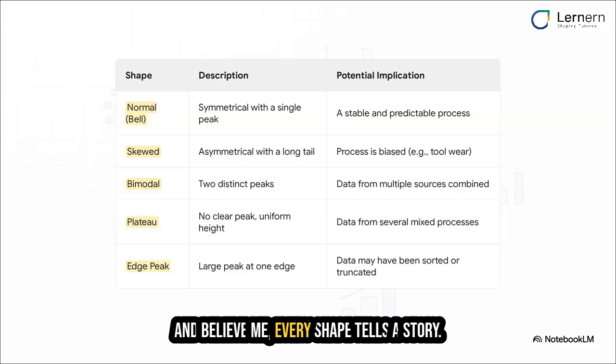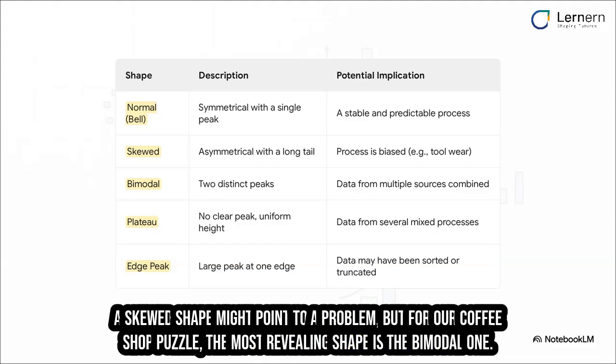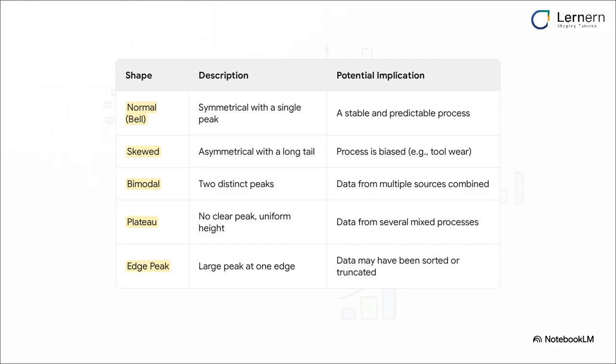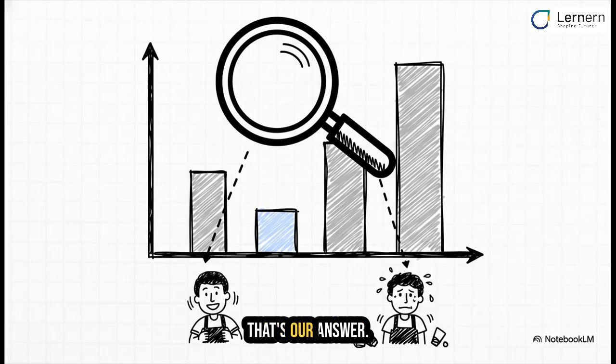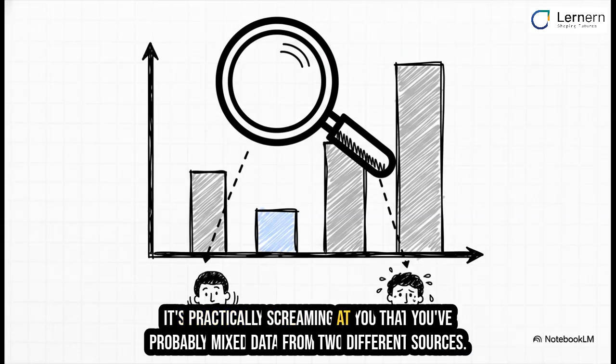Now, once you plot your data, it takes on a shape. And believe me, every shape tells a story. A classic bell curve usually means you have a stable, predictable process. A skewed shape might point to a problem. But for our coffee shop puzzle, the most revealing shape is the bimodal one. You know, the one with 2 peaks? And there it is. That's our answer. A bimodal, or 2-peaked histogram, is like a giant flashing red light. It's practically screaming at you that you've probably mixed data from 2 different sources.